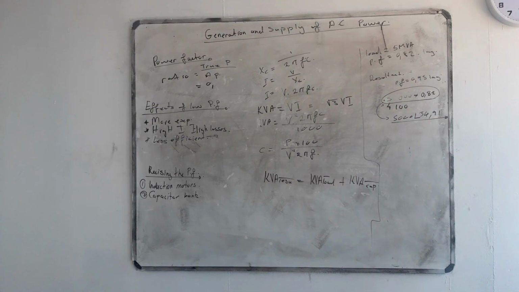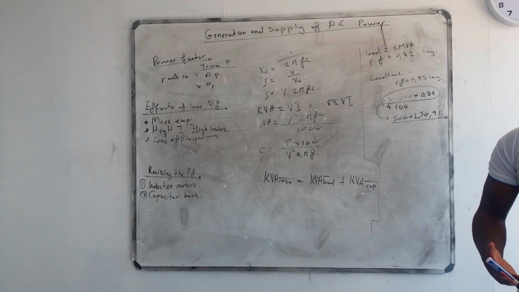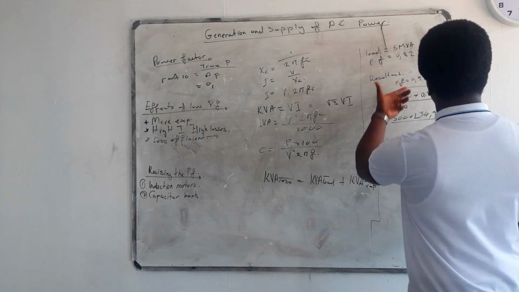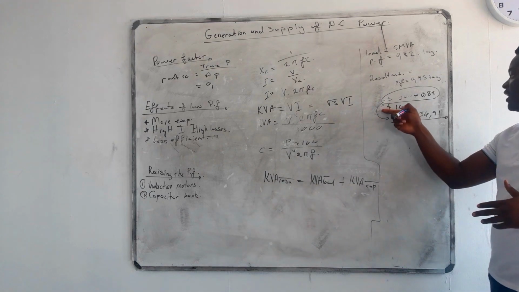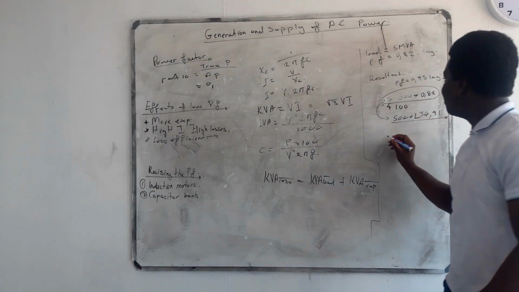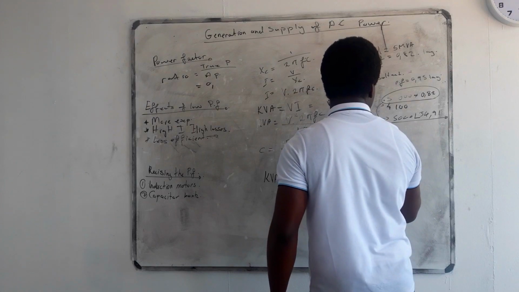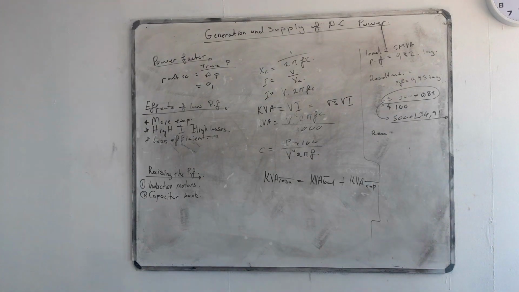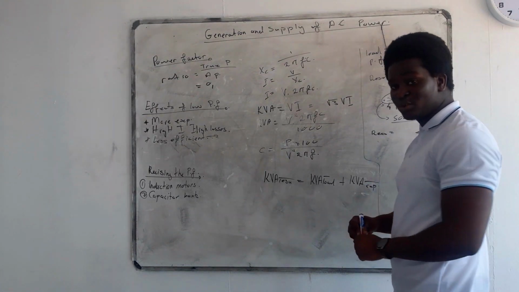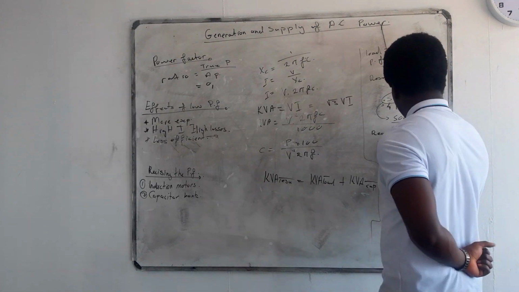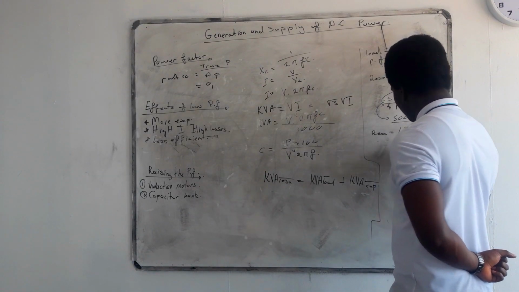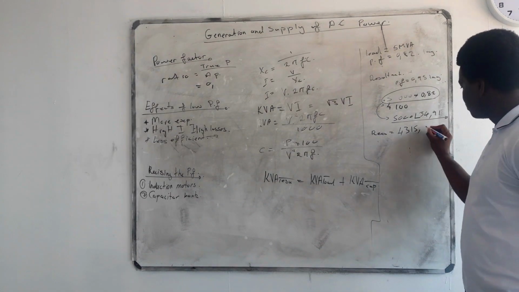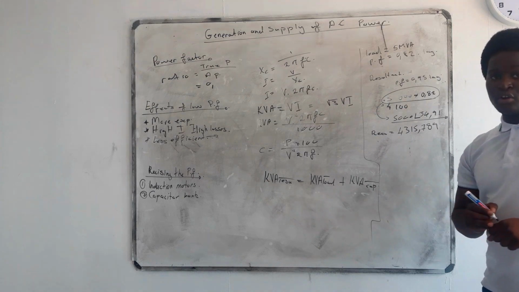Now let us calculate the resultant power. The resultant power has a power factor of 0.95, so it is above this 4,100. Resultant is equal to 4,100 divided by 0.95. What do you get as your answer? 4,315.789.